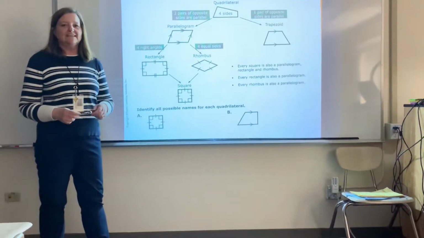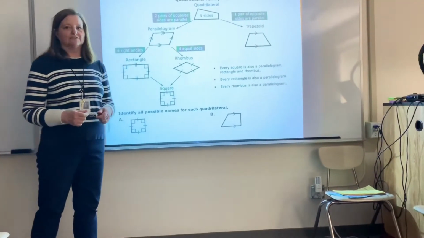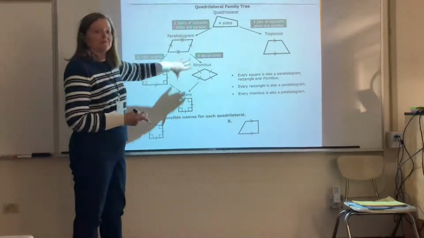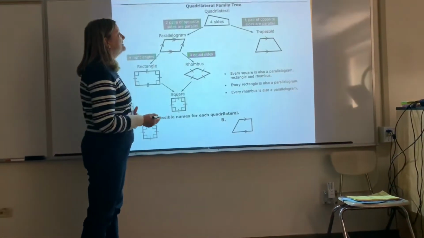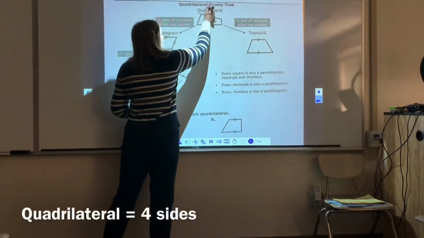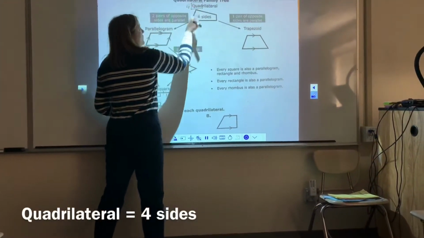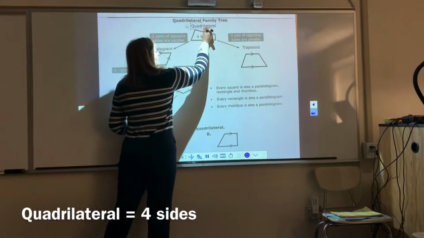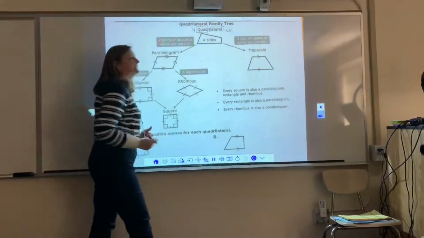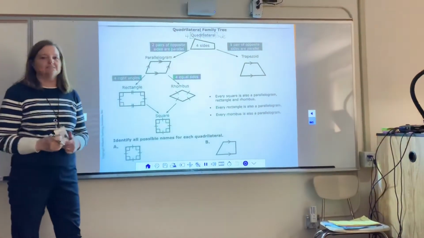Hi everyone, today we're going to learn about quadrilaterals. And you've got this paper in your packet as well. This is the quadrilateral family tree. The word quad means four, lateral means side. So a quadrilateral is anything that has four sides.